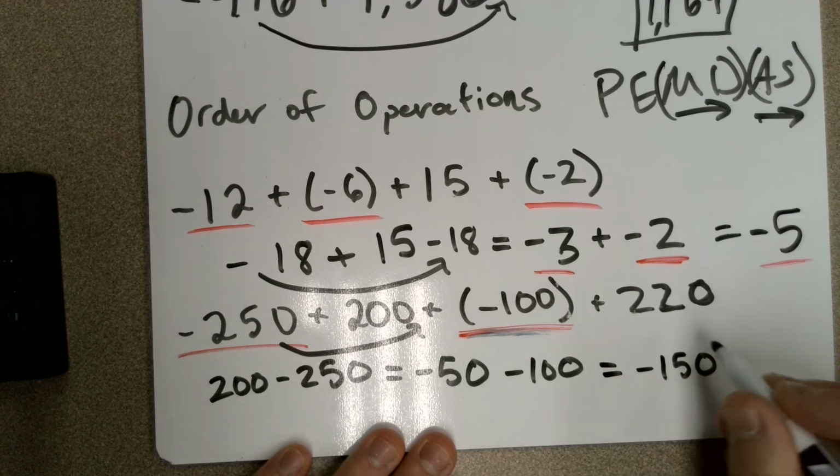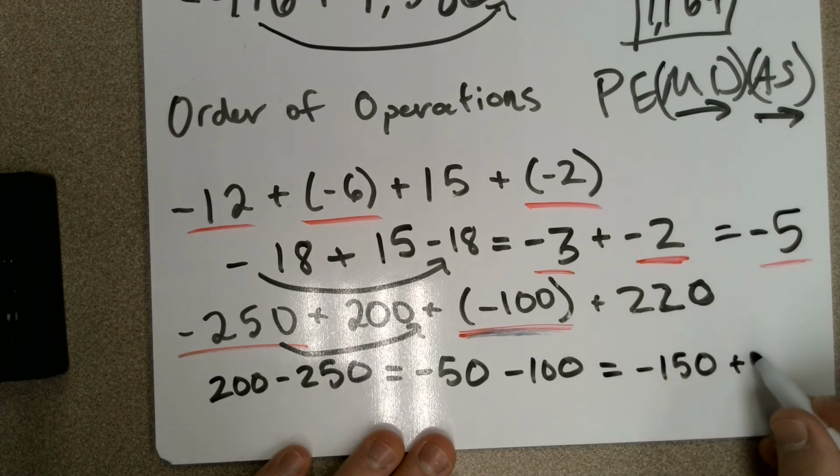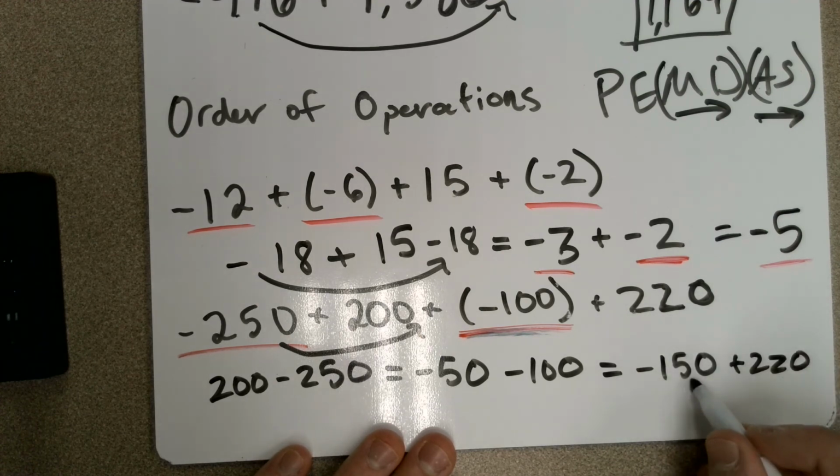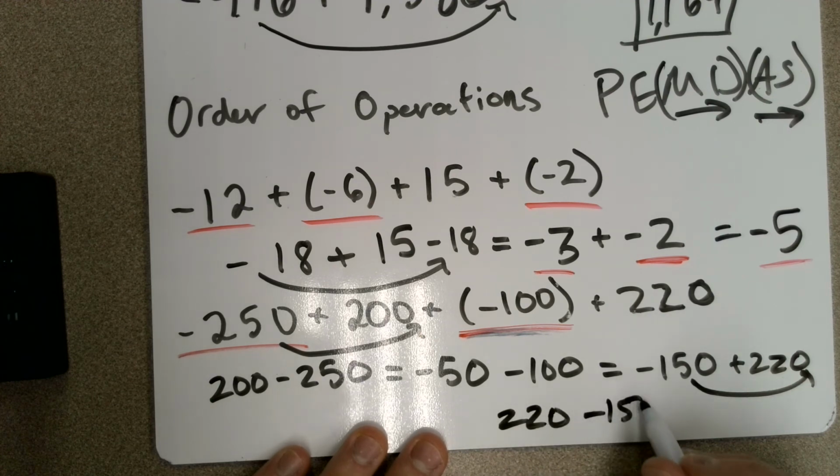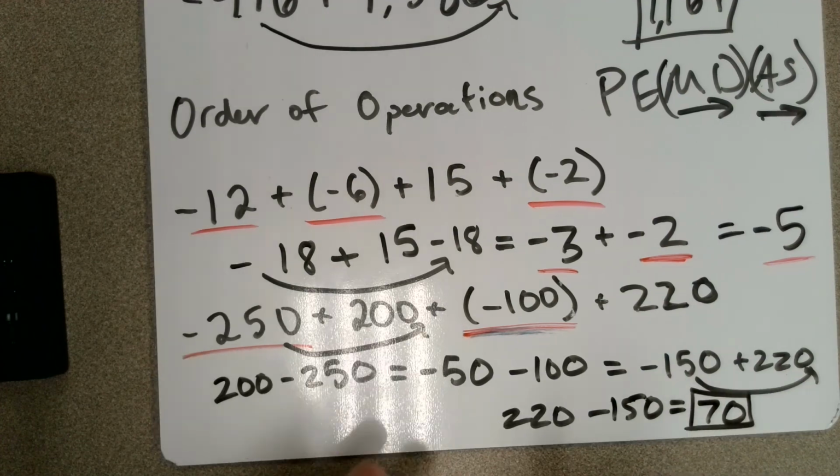Negative 150, and finally plus 220. We have a positive at the end here. I can rewrite this, move it over here to make it 220 minus 150, if that's easier for you to think about, leaving us with positive 70.